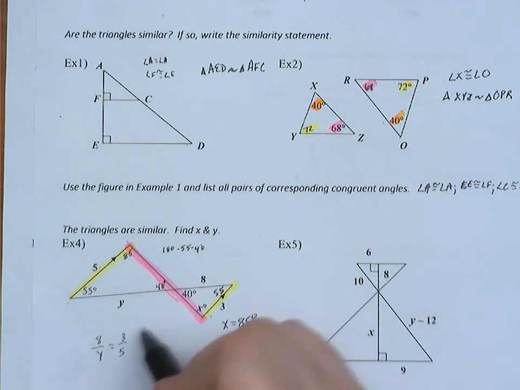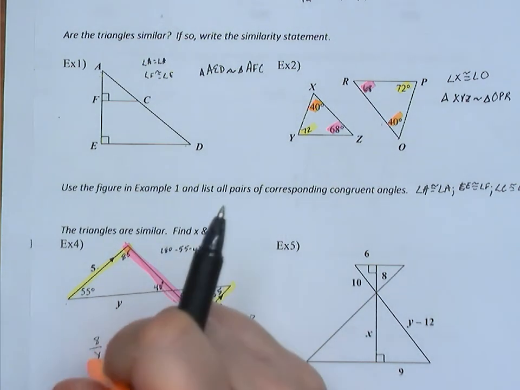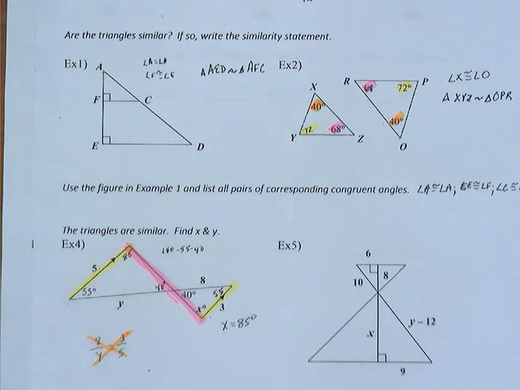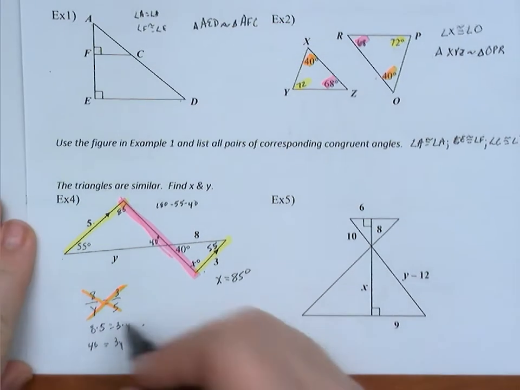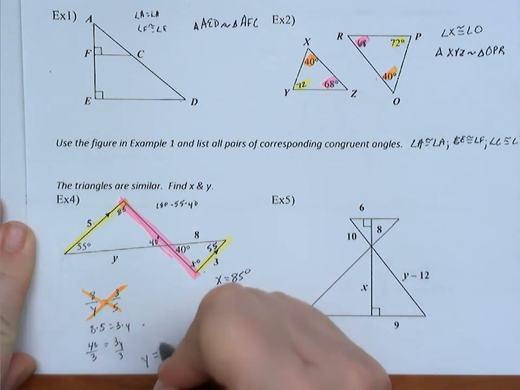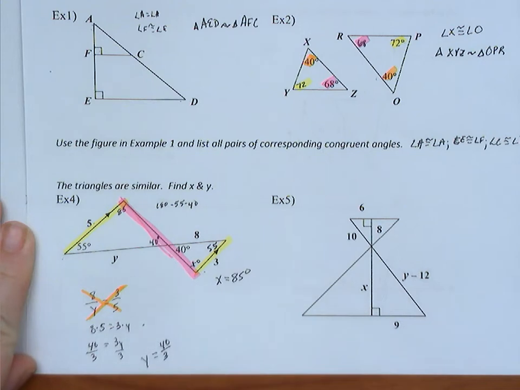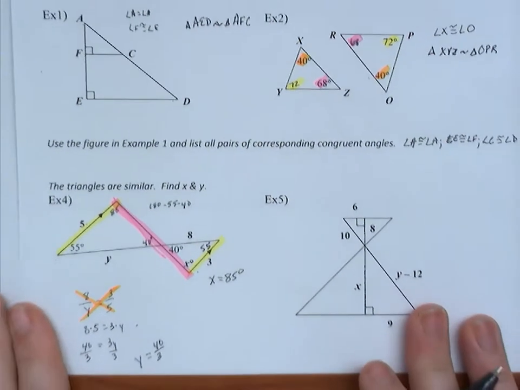Setting that up and setting it equal to each other. Remember, my cross products are equal. So 8 times 5 is 40, and 3 times y. So I'm going to have 3 times y equals 40. And I'm going to divide by 3. And I'm going to get that y equals 40 over 3. If you change it to a decimal, it'll be a repeating decimal, so I'm just going to leave it like that.